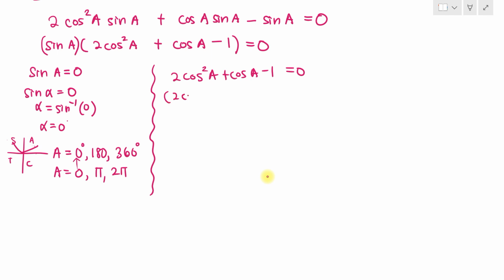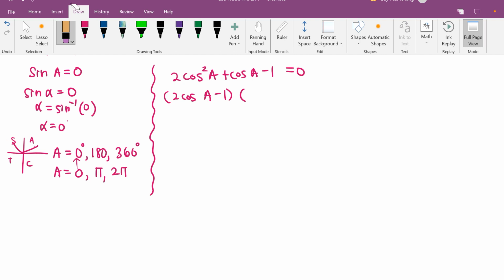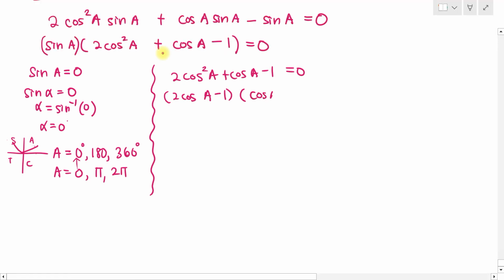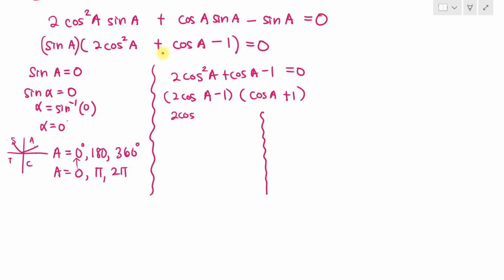Can. 2 cos squared A minus 1. Not cos square, just cos, sorry. And one more: cos A plus 1. So 2 cos A minus 1 equals 0 — this also needs two sets of answers. So cos A equals 1 over 2. Okay, it gives a positive answer.